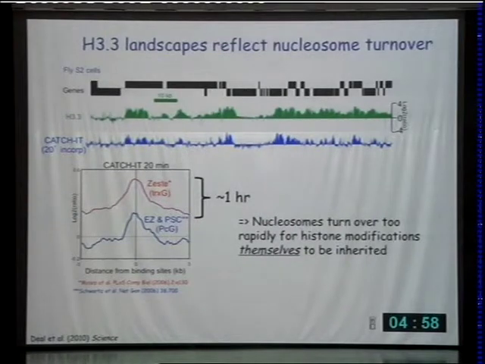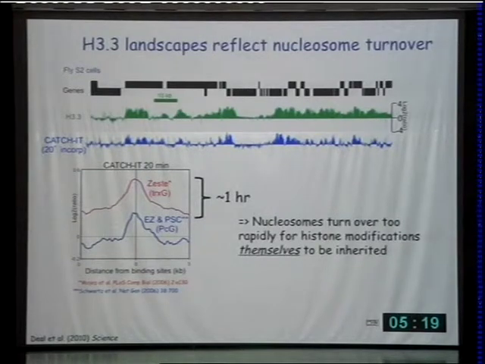In other words, it's not like DNA methylation that gets put on at replication, persists stably throughout the cell cycle, and then gets distributed to daughter strands. But rather, there must be some kind of positive feedback loop that is maintaining histone modifications in the same state.